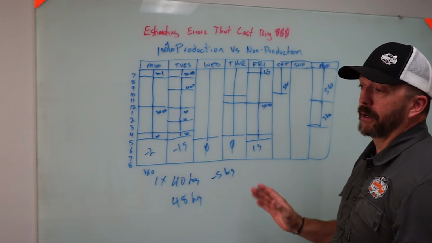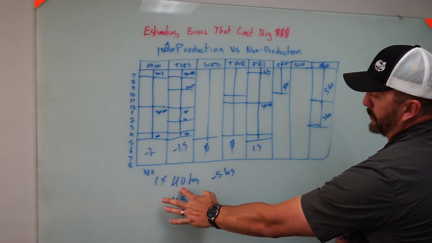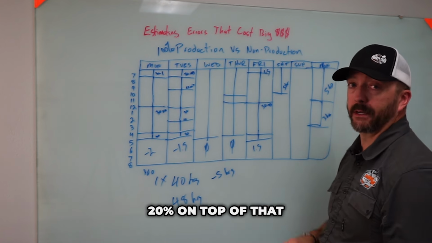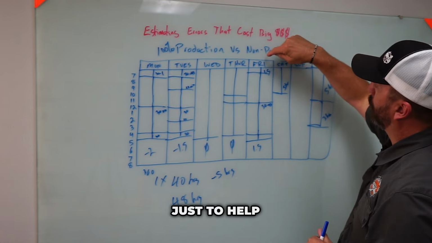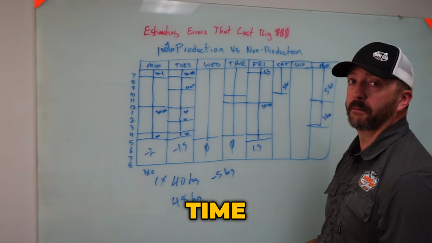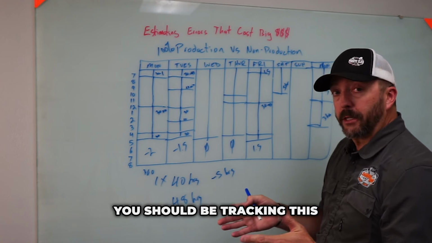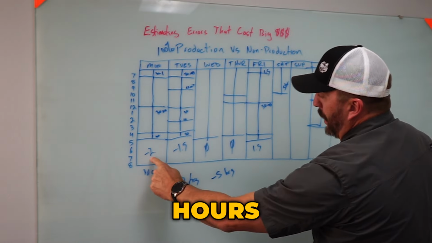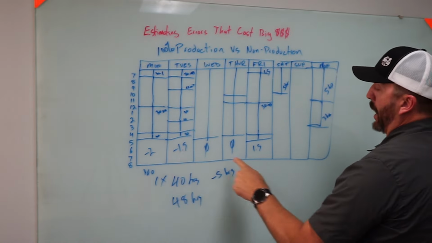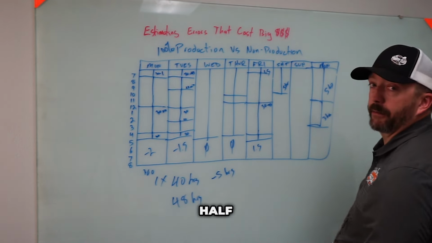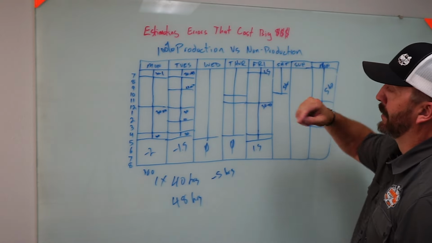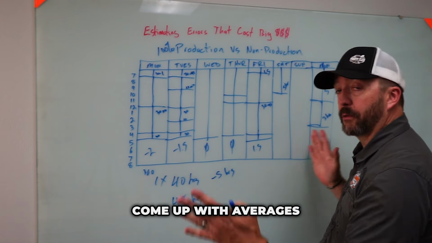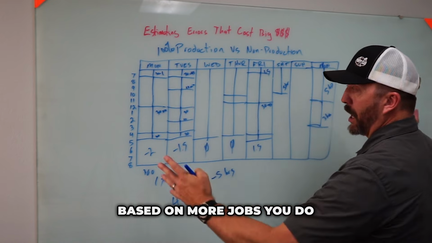So right off the bat, whatever the total time it takes, you should add a minimum of 20% on top of that just to help cover non-production time. Now, as you're doing jobs, you should be tracking this. You should be knowing on Monday, I spent 2 hours here, and on Tuesday, I spent an extra hour and a half, and on Friday, I spent an extra hour and a half. You should be tracking this, and then on the next job you do, you factor that in.